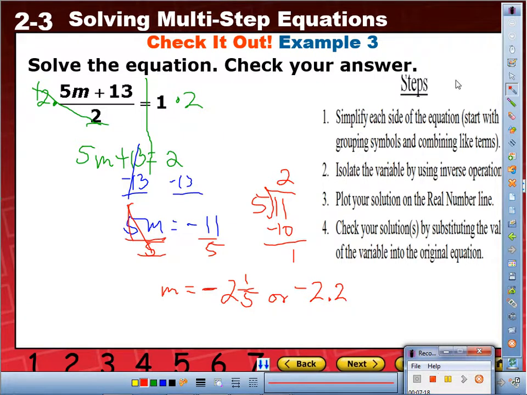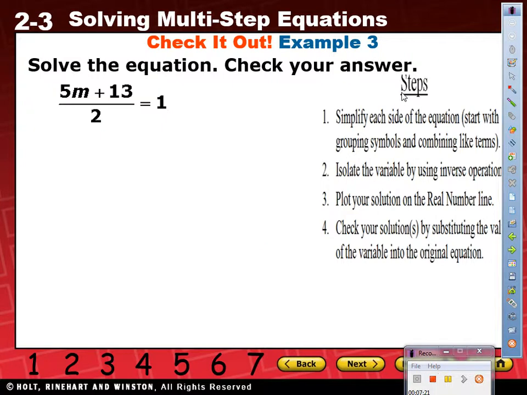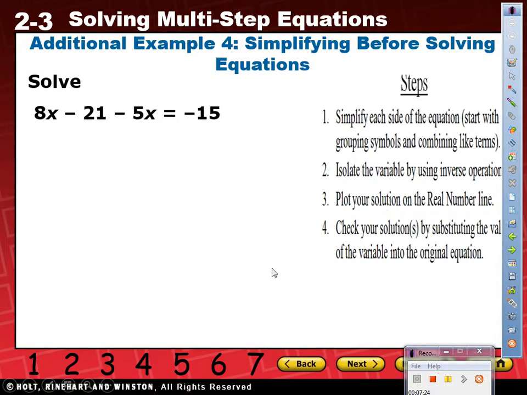Okay, let's move on to this next one. Copy this one down, please. Move on to the punch stuff. Here it goes. Bam. Copy that one. Example 4. It says, solve 8x minus 21 minus 5x equals negative 15. Copy that, and then I'll do the first step. Go.